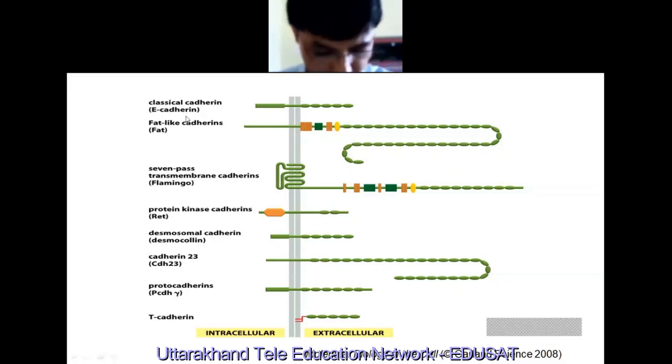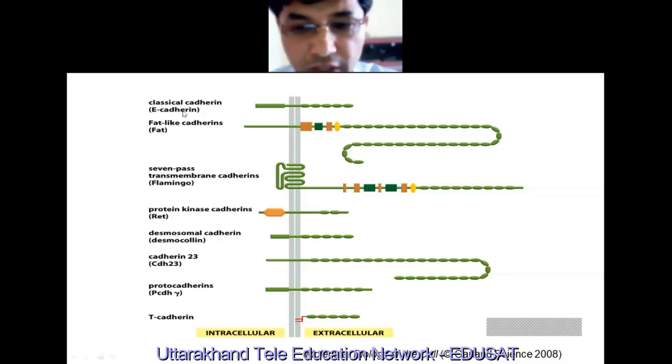It is known as E-cadherin. Why is it called E-cadherin? Because it is present in epithelial cells. This cadherin molecule is present in epithelial cells, so therefore it is known as E-cadherin.